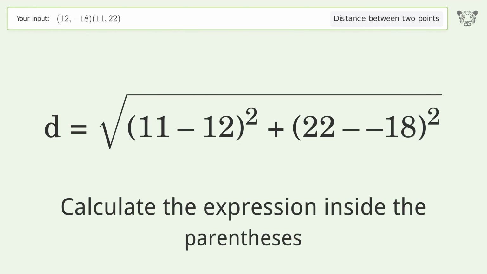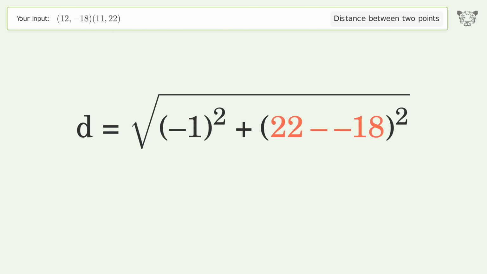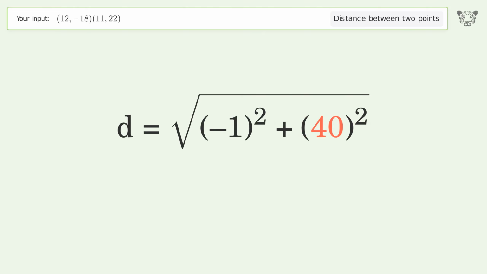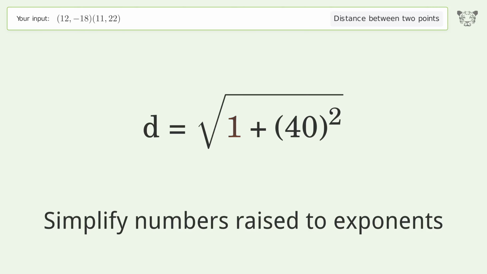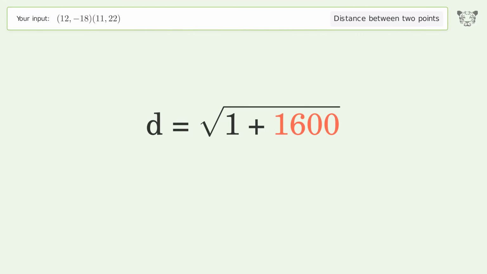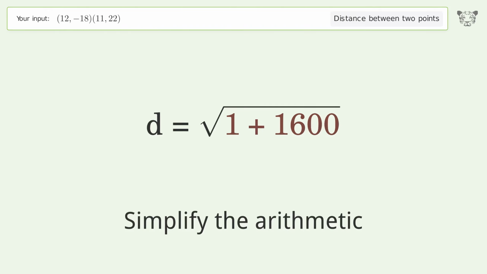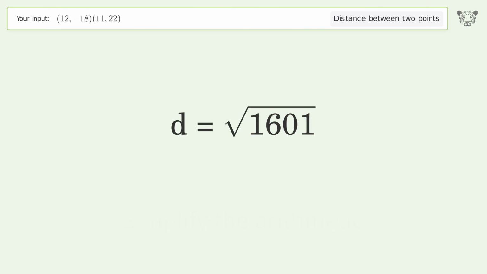Calculate the expression inside the parentheses. Simplify numbers raised to exponents. Simplify the arithmetic. And so the distance between the 2 points is the square root of 1601, or 40.012.